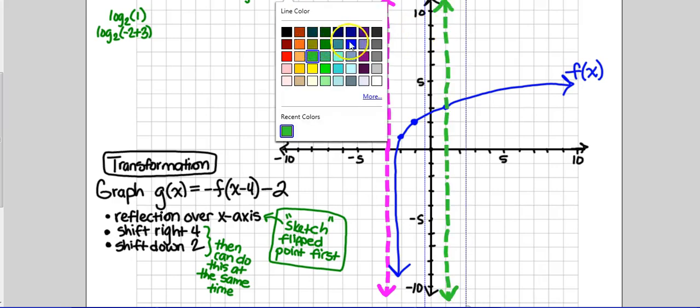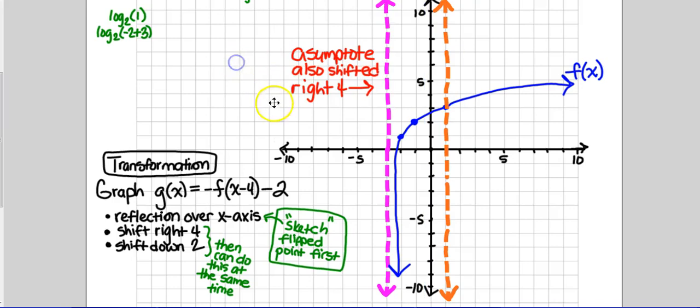Hey, check that out. No, I don't want to use green. How about red? Purple? Nope. Blue? No, I don't like that either. Okay, look at orange. So my new asymptote has now been shifted right 4. Now we're going to get into dealing with the points. Don't want to lose track of this one, though.